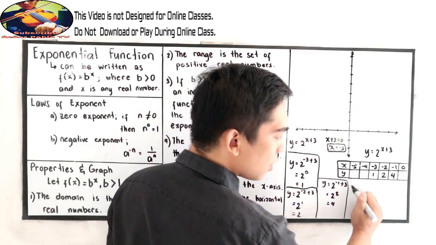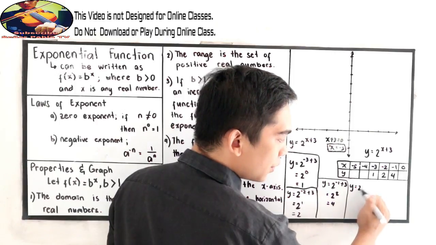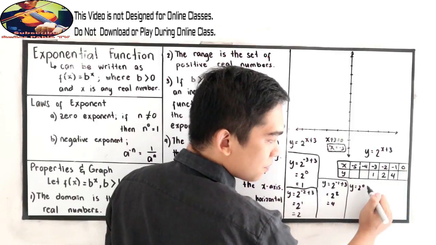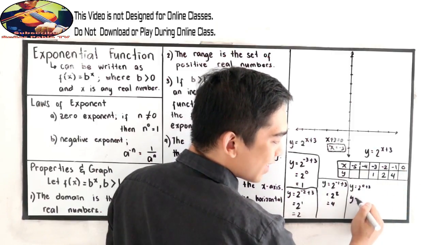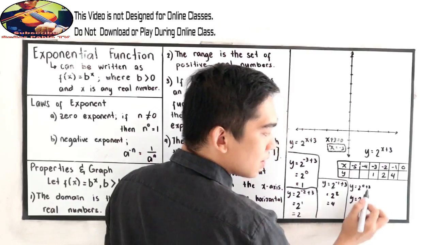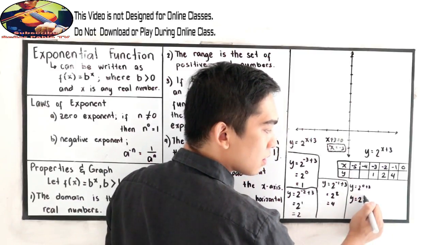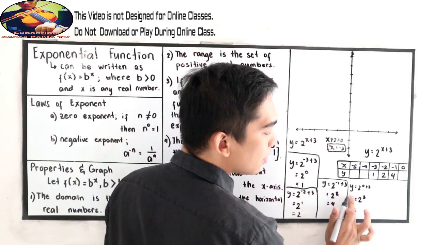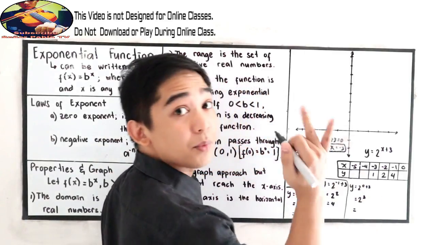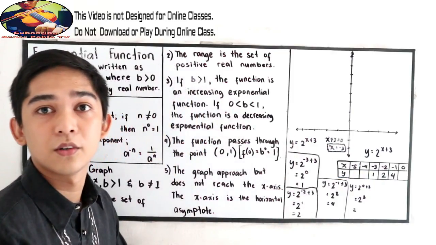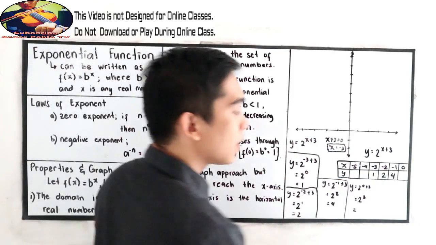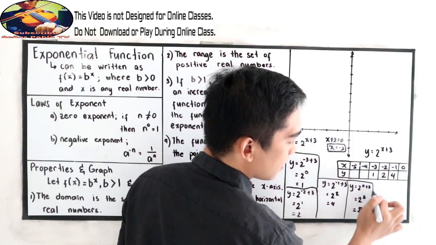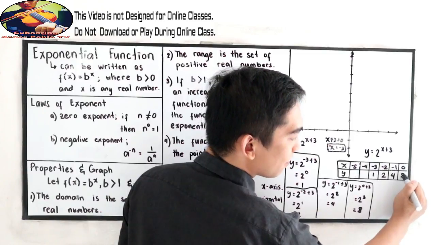And for 0, y is equal to 2 raised to 0 plus 3. 0 plus 3 is 3. And now we have 2 cubed, 2 times 2 times 2, that is 8. So 8.